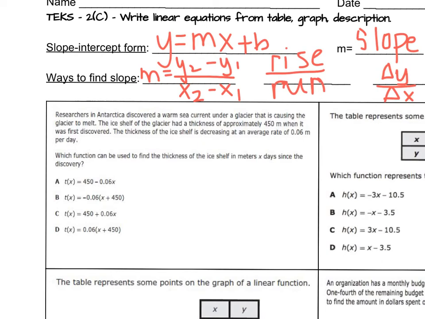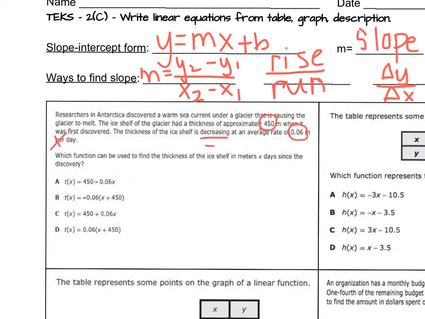So on this first one, we just have to read through the situation and see how we can write that equation. So researchers in Antarctica discovered a warm sea current under a glacier that is causing the glacier to melt. The ice shelf of the glacier had a thickness of approximately 450 meters when it was first discovered. Remember, we circle the numbers when we see them. The thickness of the ice shelf is decreasing. That seems like an important word. That means subtraction at an average rate of 0.06 meters per day.